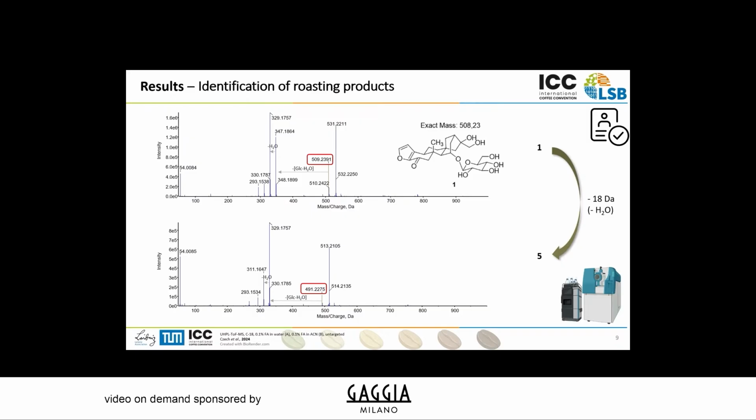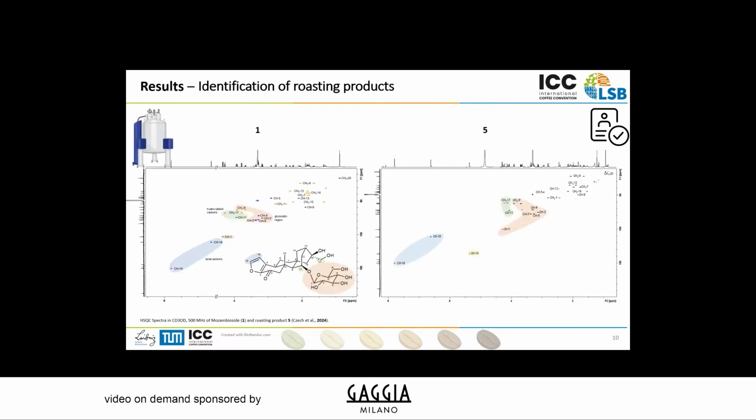So now we are seeing both mass spectra. And here you can see what I said before, the difference of 18 Dalton, which indicates a water loss in this precursor structure of Mozambioside. And we have one position where this water cleavage can happen. And this is the position 16. You can see it on the structure of Mozambioside.